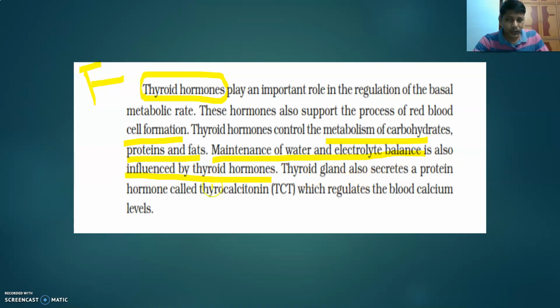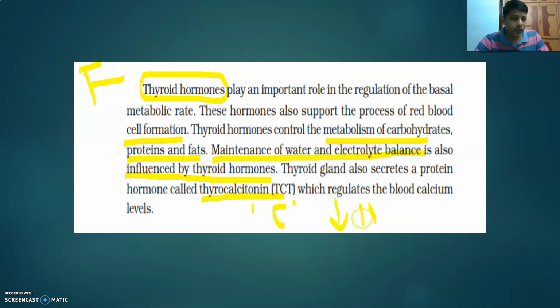The thyroid gland also secretes a protein hormone called thyrocalcitonin, TCT, or calcitonin, which is produced by the C cells, the parafollicular cells. Earlier you have seen that it regulates the blood calcium levels. It reduces the blood calcium levels.